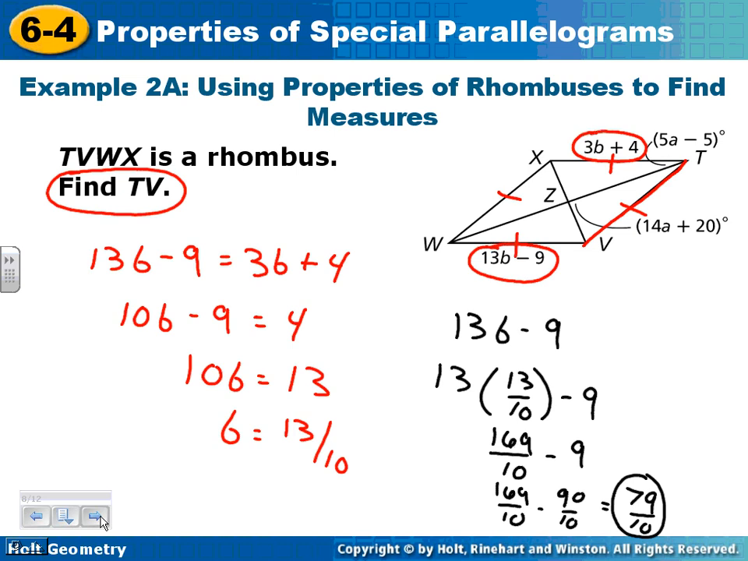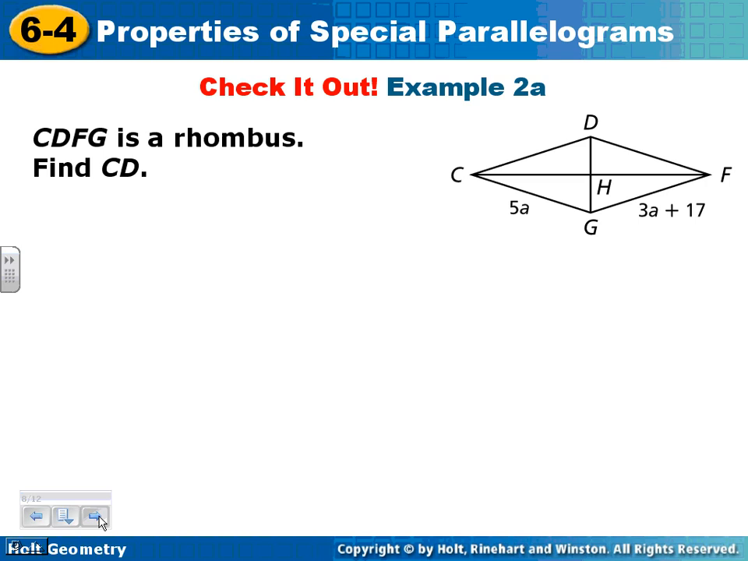All 4 sides of a rhombus are equal. So when you find one side, you automatically find all the sides. Let's take a look at another one. Hopefully this time we won't get a fraction. This one reads CDFG is a rhombus. Find CD.